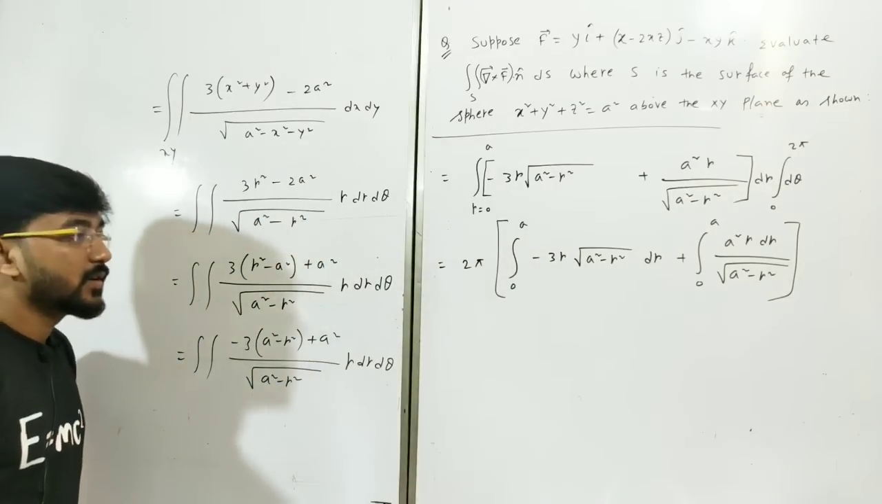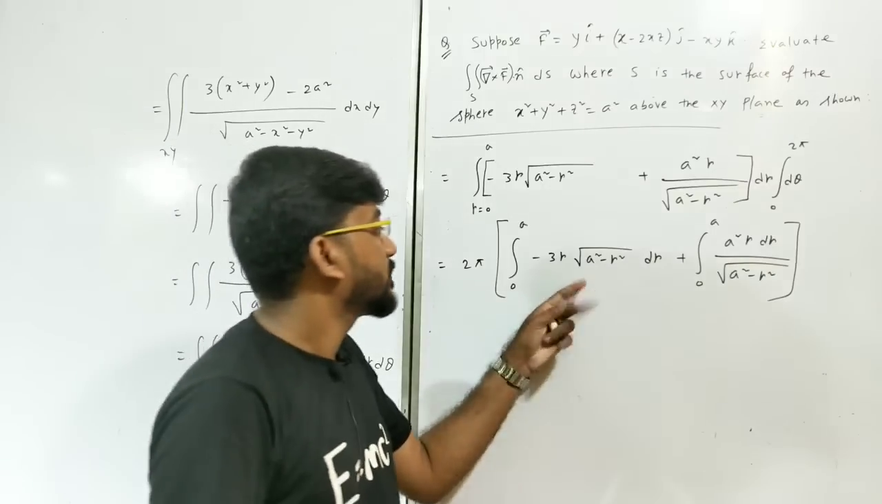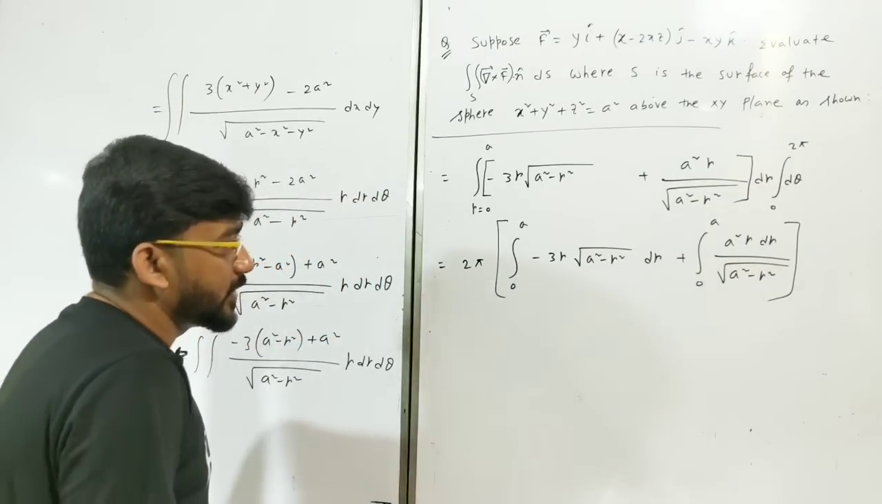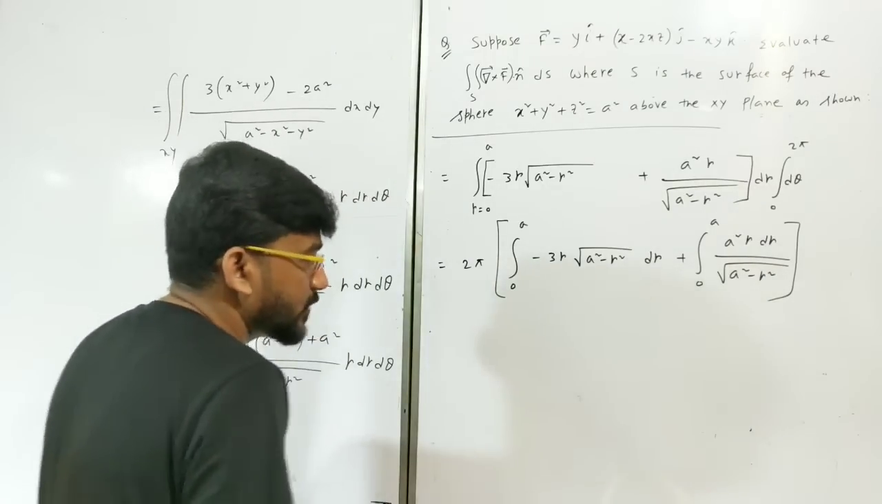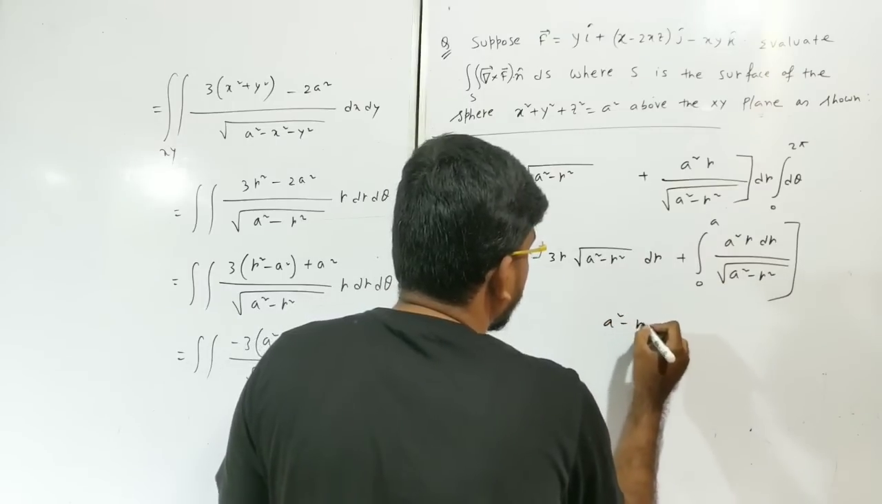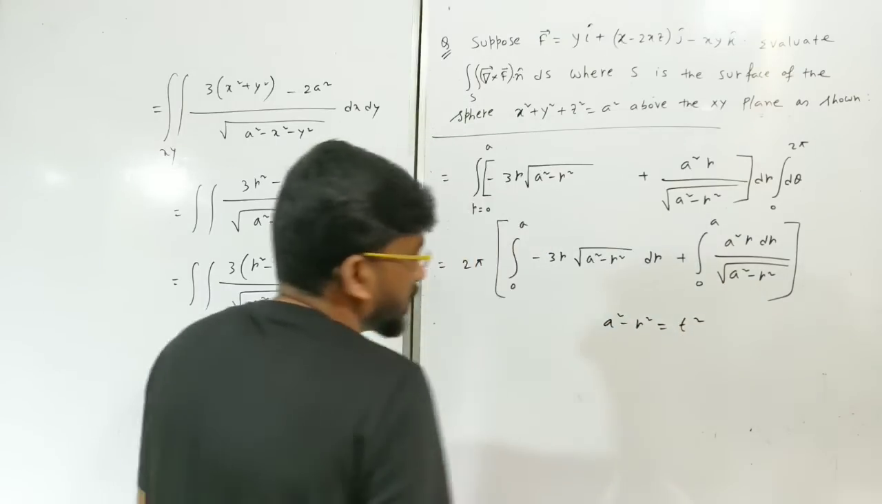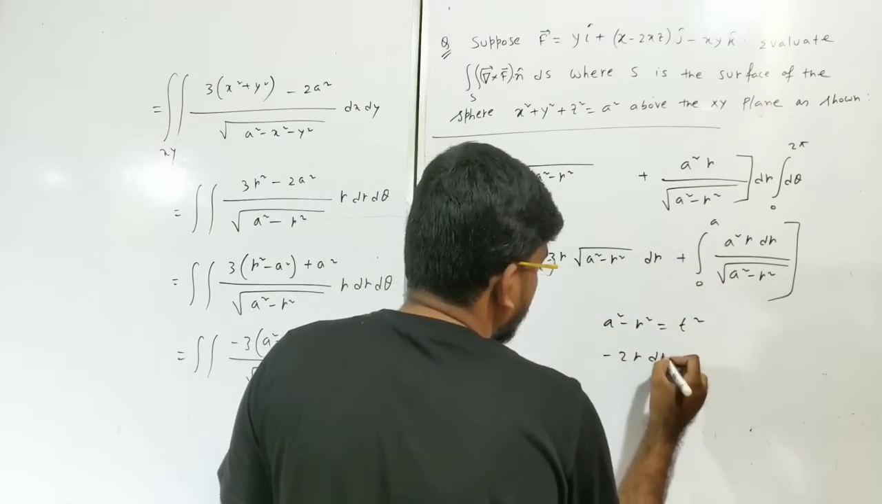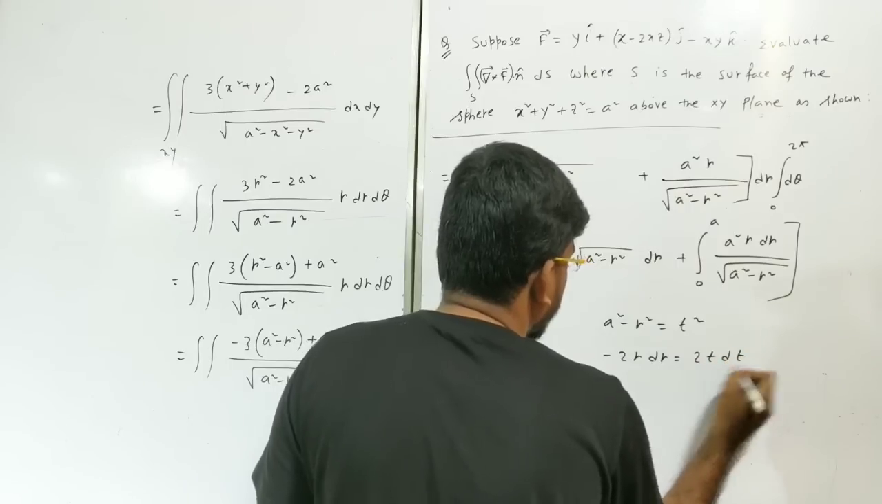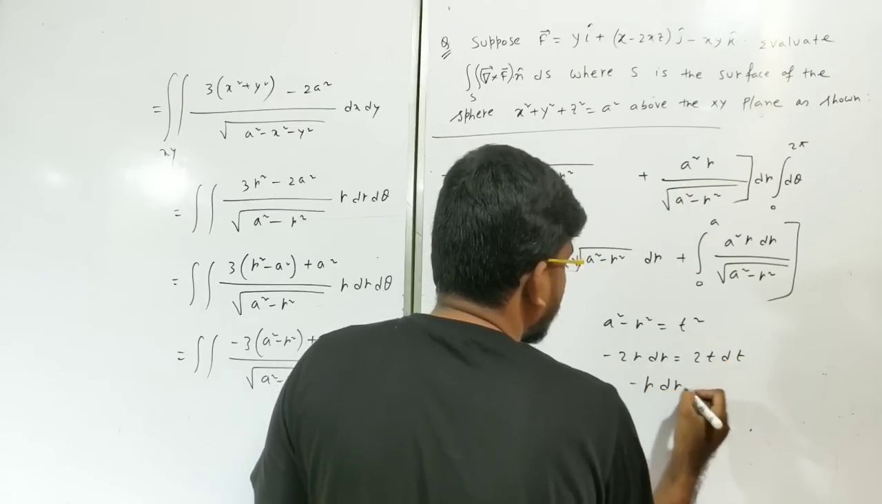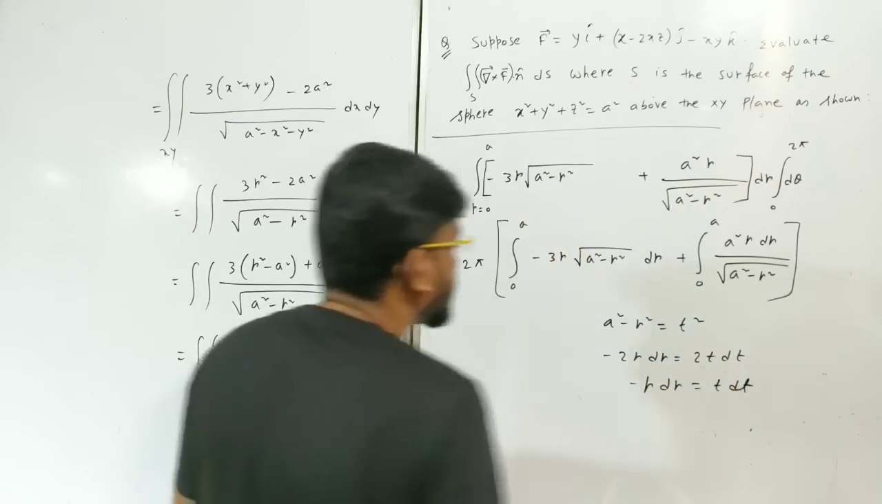Now what will be the integration of this? We can integrate it by taking a square minus r square as t square. So we have minus 2r dr equal to 2t dt, so the 2 will cancel out, and it will be minus r dr equal to t dt.